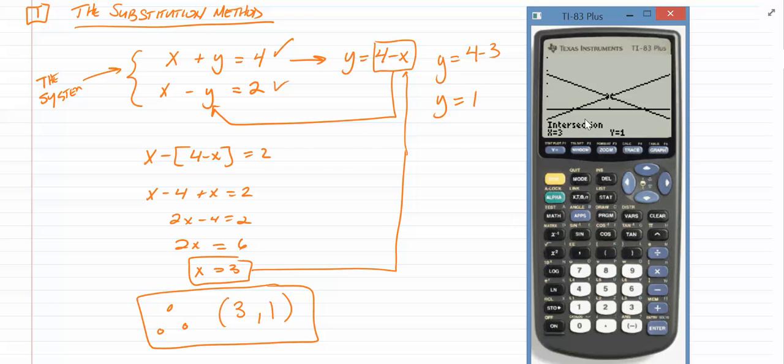Everybody cool? So how many points are on this first line? Infinite. How many points on the second line? Infinite. So what's so important about this one right here? It's the point where both ones balance. It's the only one they share. It's the solution. It's the only one they share.